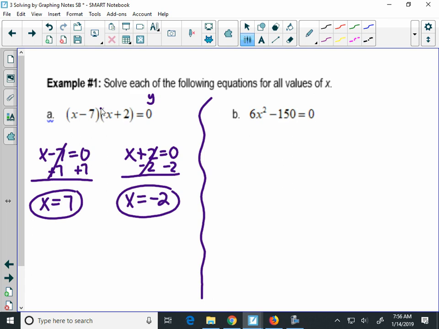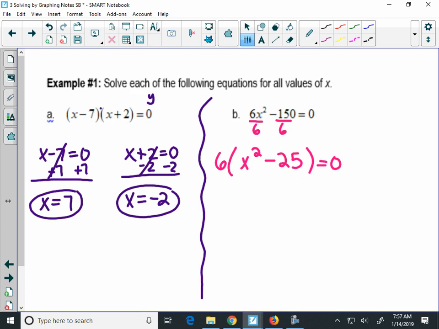I have 6x squared minus 150, and I want to think about always that I have to look for a GCF, a greatest common factor, first when I factor. Here, there is a GCF. There's a GCF of 6. So I'm going to factor a 6 out in front, and inside those parentheses, you're left with x squared minus 25.